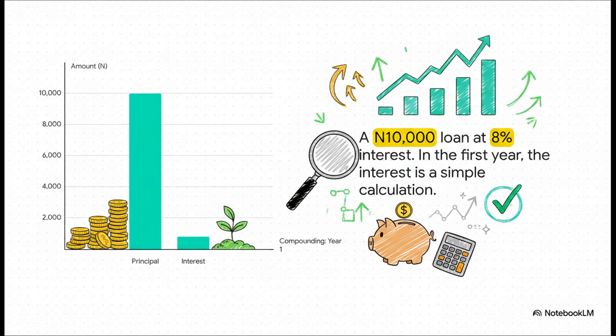Imagine a 10,000 Naira loan. Now that's the currency in Nigeria, but don't worry, the math works exactly the same no matter where you are. So, at 8% interest, in that first year, the math is simple. 8% of 10,000 is 800. Easy enough. Your new total is the principal plus that interest.